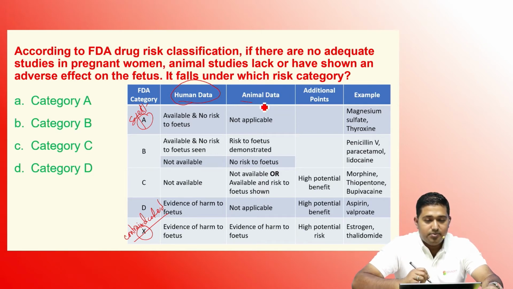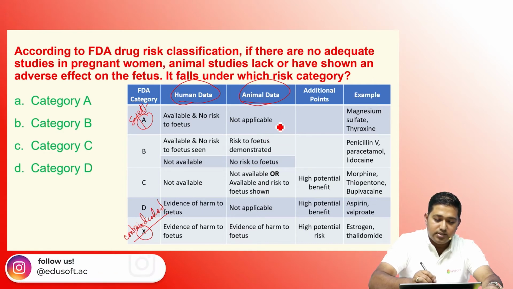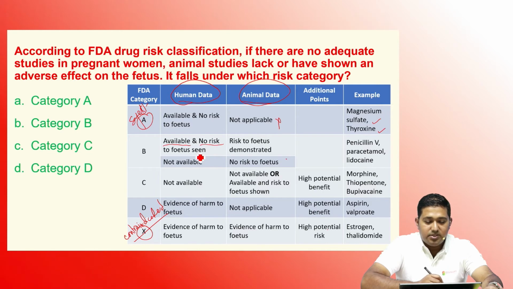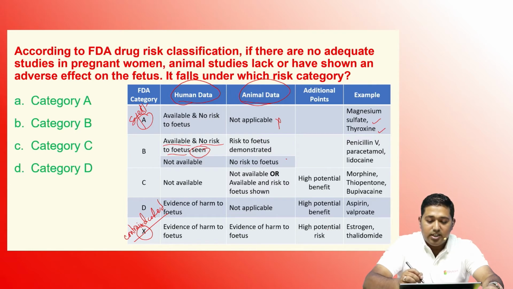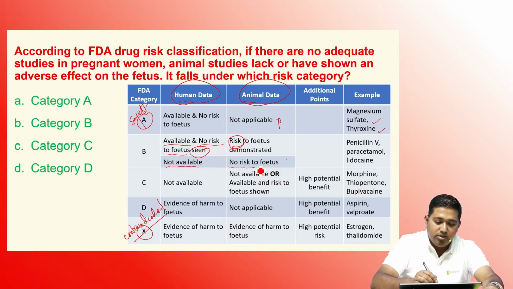Similarly, if you talk about the category B drugs, here the human data is available and they fail to show any risk to the fetus. Here I have used the word seen: no risk to the fetus is seen. However, animal data has shown that there is some risk to the fetus. That is one scenario. The second scenario is that there is no availability of human data, but the animal studies have shown no risk. With this combination also, they are categorized as category B, and the examples would be penicillin B, paracetamol and lidocaine.